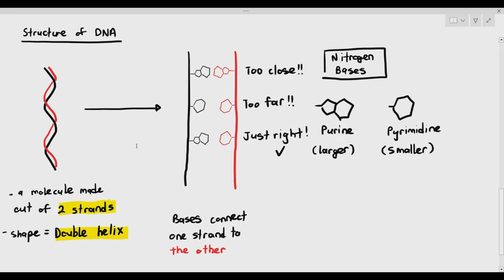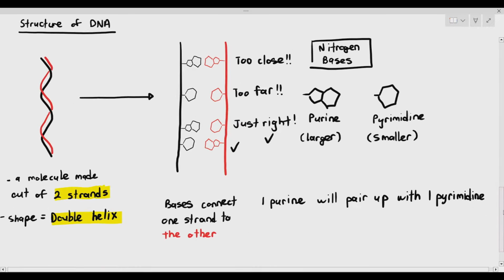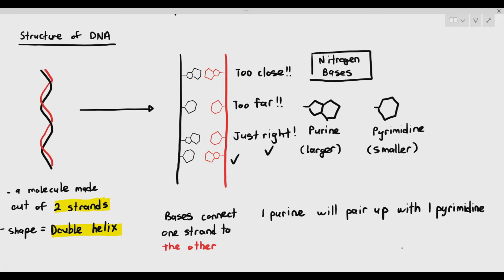Purine and purine are too close. Pyrimidine and pyrimidine are too far. But a purine and pyrimidine can form a distance that is just right for them to connect to each other. And one purine base will always pair up with one pyrimidine. And they understood that if there's an adenine on one side, it will always pair up with thymine. And if cytosine is on one side, it will always pair up with guanine.